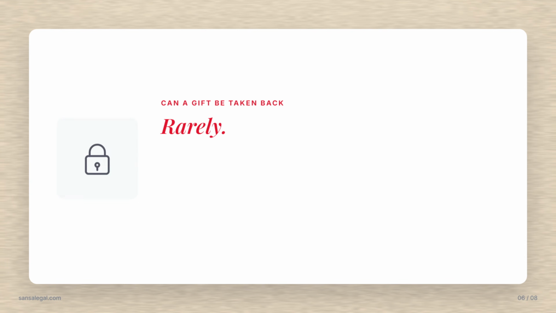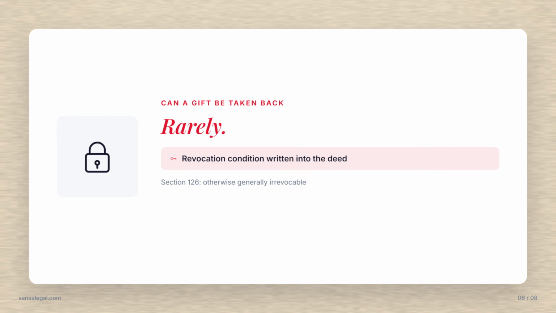Under Section 126, a gift can be revoked only if the deed itself records an agreed condition upon which it may be suspended or revoked, and that condition must not be illegal, immoral, or against public policy. Without such a clause, a completed and registered gift stands, even if the donor changes their mind or the relationship breaks down. That is the crucial difference from a will, which can be freely revoked during the testator's lifetime.